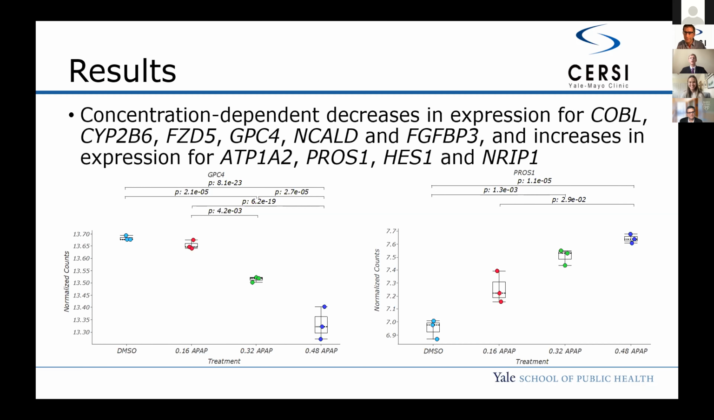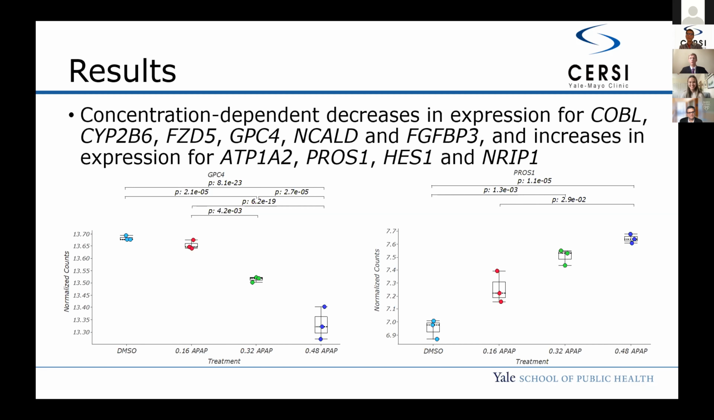As you can see, there is a concentration response relationship, whereby if we increase the concentration of acetaminophen, we see a decreased normalized counts for GPC4. For instance, if we look at the 0.48 millimolar concentration, we have an average read count of 13.3 versus the 13.67 average count for the DMSO control. Additionally, we find significant differences between all of the treatment groups as indicated by Benjamini-Hochberg adjusted p-values, which you can see across the top of this figure.